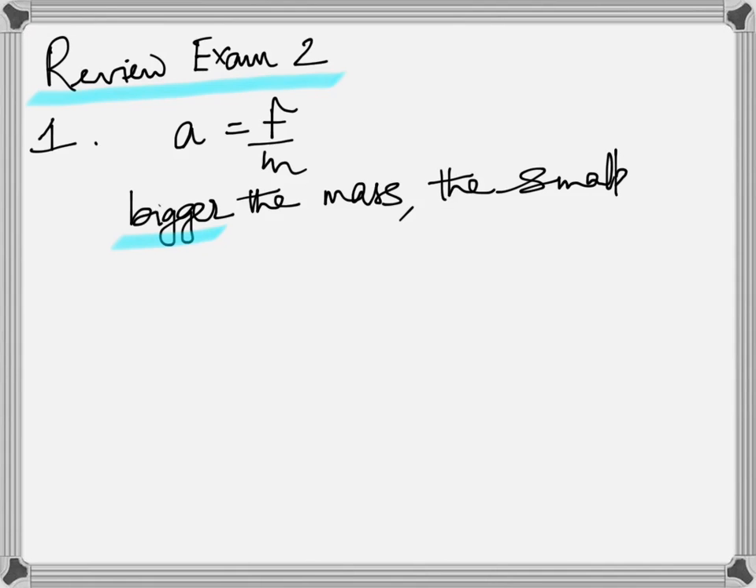And which one is going to have a bigger acceleration? The 4 kilogram. And how many times bigger? 2.5 times. How do you get the 2.5? 10 divided by 4 is 2.5. Make sense? That's all there on that.